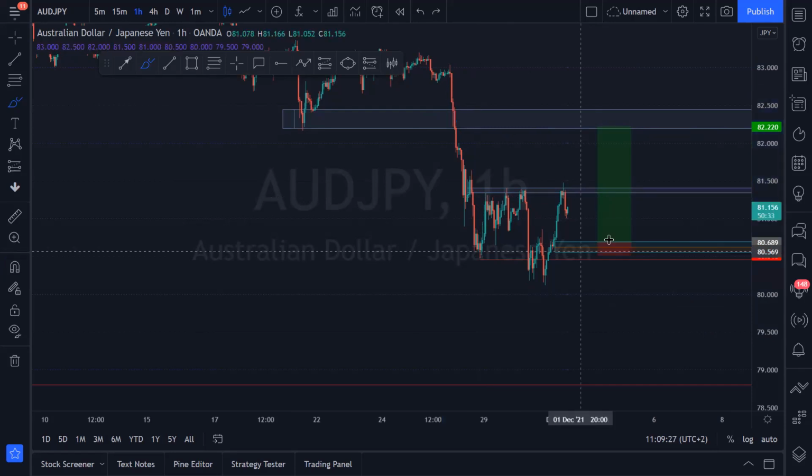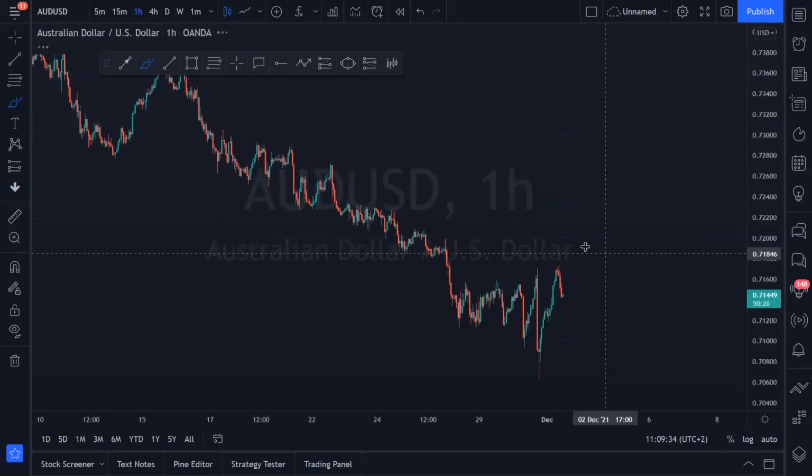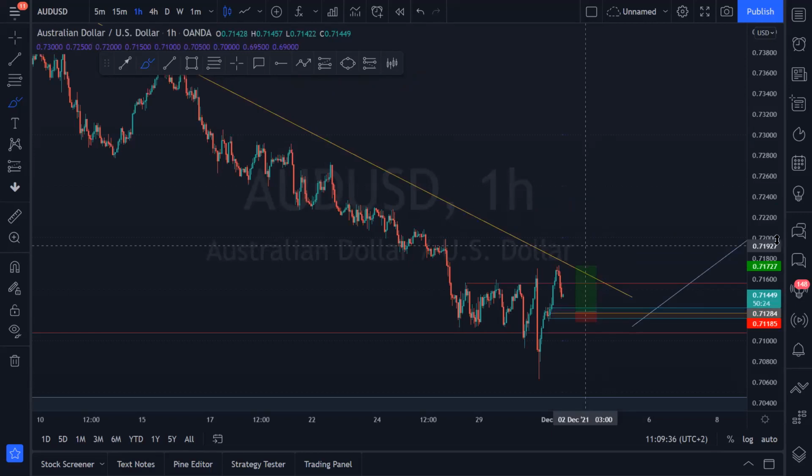So AJ, let's just wait for this inverse to complete at this right shoulder over here. So a little bit of patience, but I'm still doing the analysis just so that you guys are prepared. You guys know what I'm looking at on these pairs.